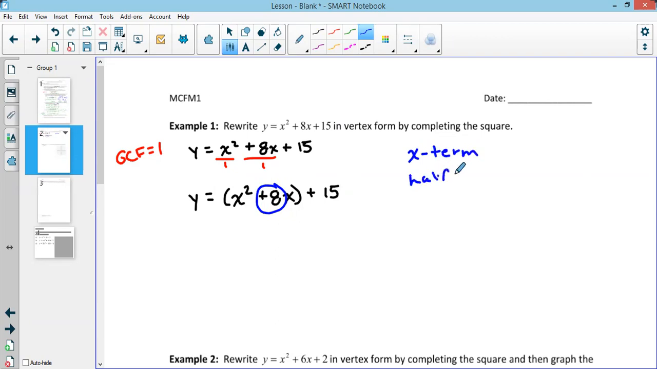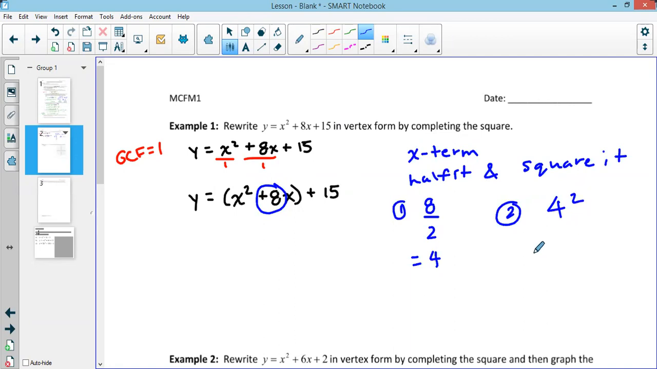The first thing we're going to do is half it. So step 1 is that positive 8 divided by 2, and that's going to be a value of 4. After we half it, we are going to square it. So we take this 4 and square it, and we get a value of 16. We can add this 16 now inside our brackets. So we have y is equal to x squared plus 8x, and we always put the plus first, plus 16 minus 16 plus 15 on the outside there.